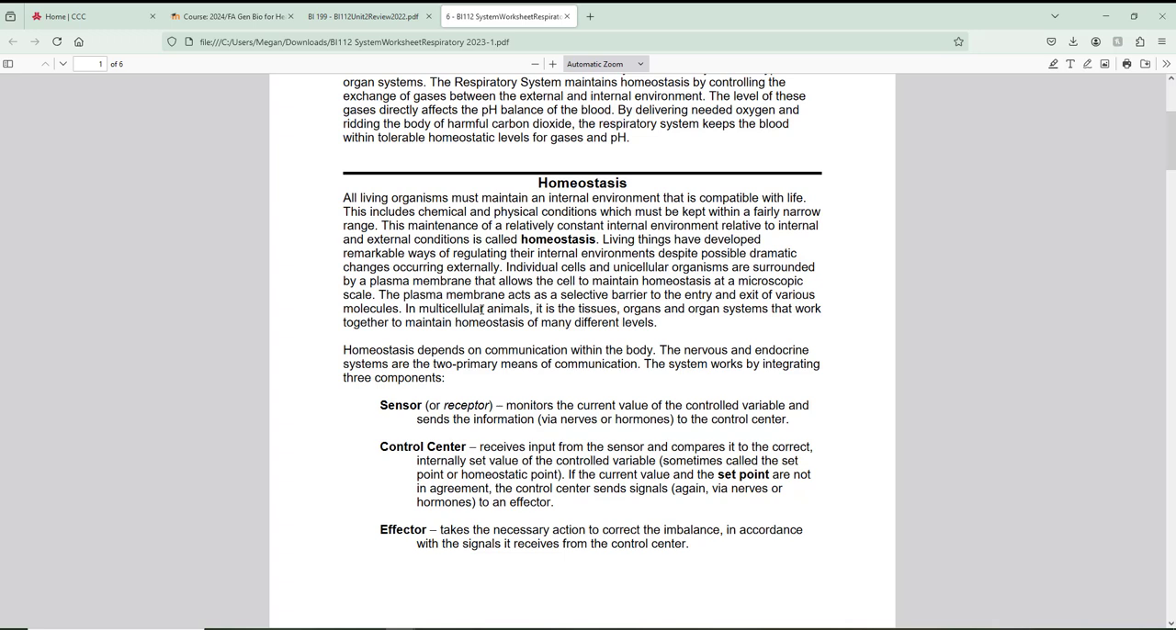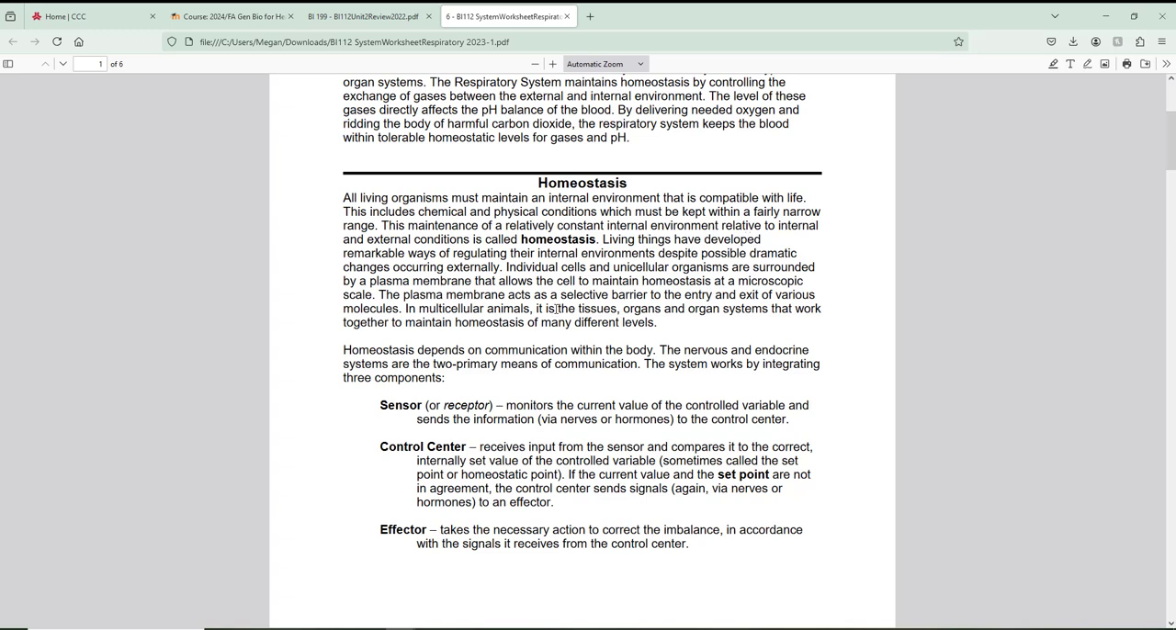If I took your temperature right now, it would be about 98 degrees Fahrenheit, even though the temperature outside of your body is something else, right? It's probably a lot colder than the temperature inside your body. So your body always stays the same, even though the temperature outside your body is constantly changing. This is the idea of maintaining homeostasis even though the external environment is constantly changing.